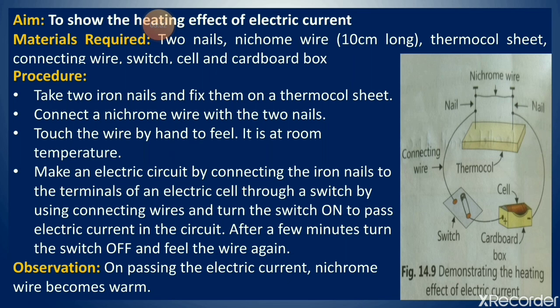So electric current is passing through the nichrome wire. Because nichrome wire has high resistance, it will oppose the flow of electric current, obviously. And when it opposes the flow of electric current, then that electrical energy gets wasted in the form of heat energy, and your nichrome wire will become hot.